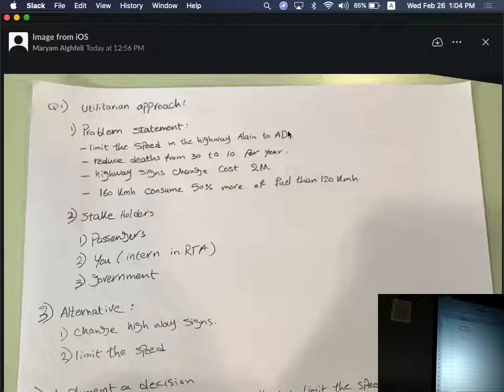Okay, that's good. What else did you do? Using the utilitarian approach, it's better to limit the speed since it will reduce the number of deaths per year and they will consume less fuel. We do a calculation. Okay. Good. Do you agree with that? Utilitarian approach, and they decide to reduce the speed limit. Yes. And let's see the calculation they did.